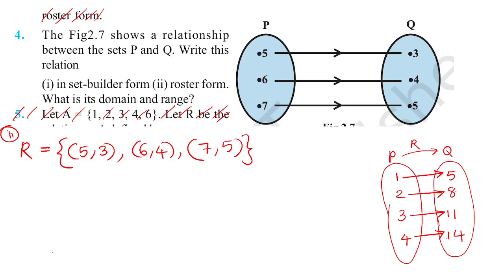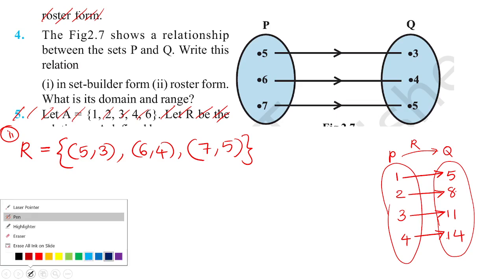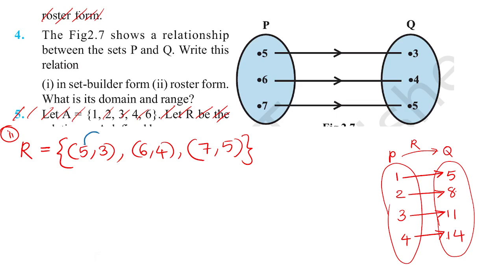How will you express the set builder form? You just check the connection between X and Y. 5 becomes 3. Isn't it correct? 6 becomes 4. 7 becomes 5. Is there any rule associated with this? 5 to 3, 6 becomes 4, 7 becomes 5. Is there any connection? Any rule? Y is equal to X minus 2.